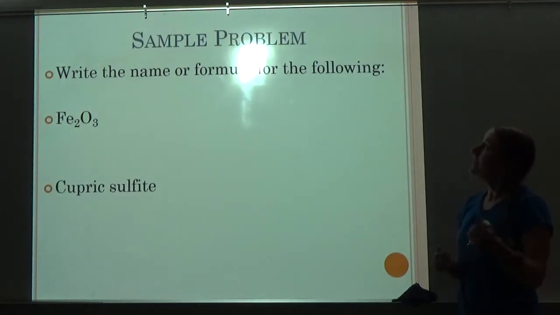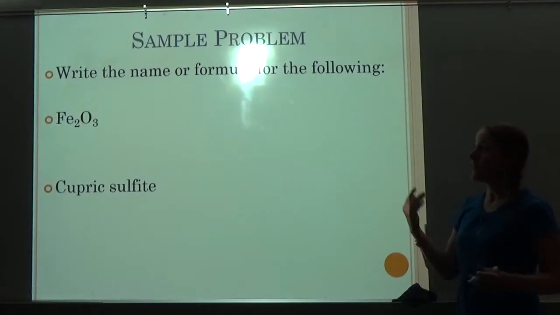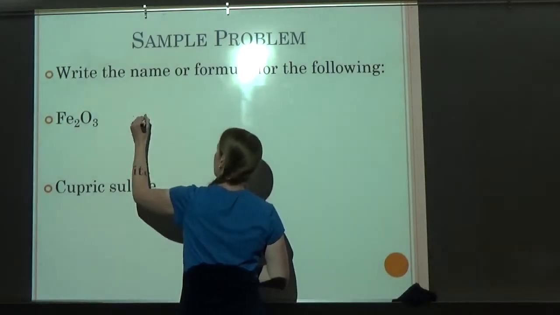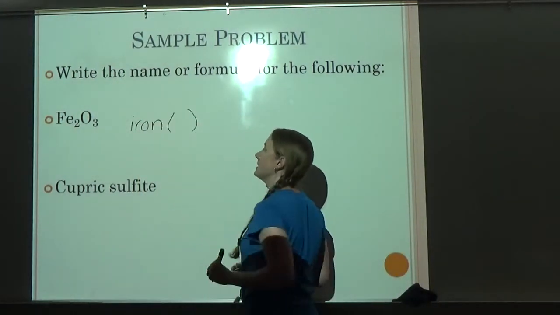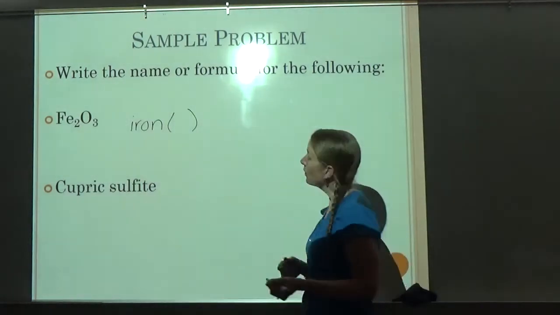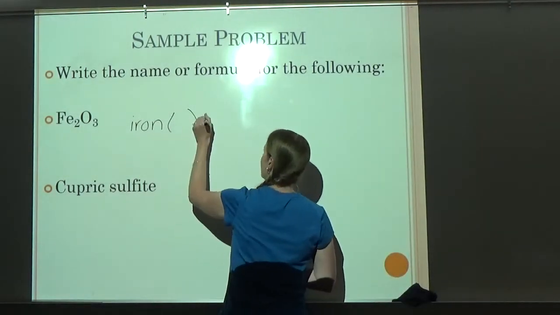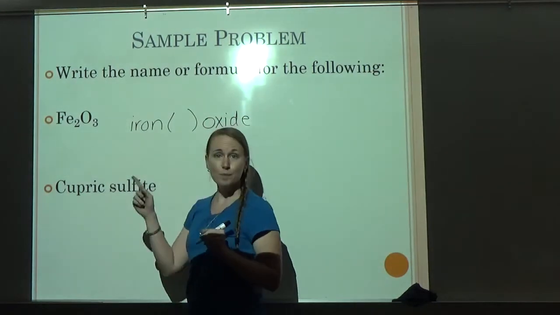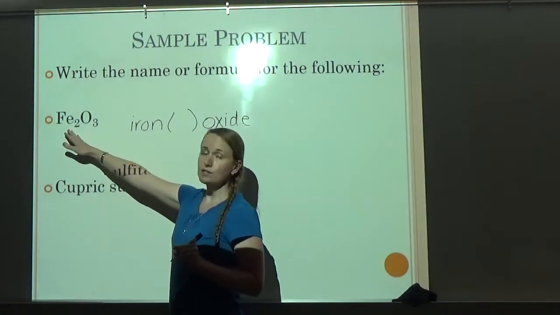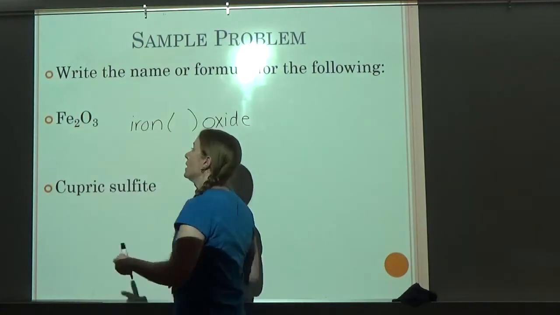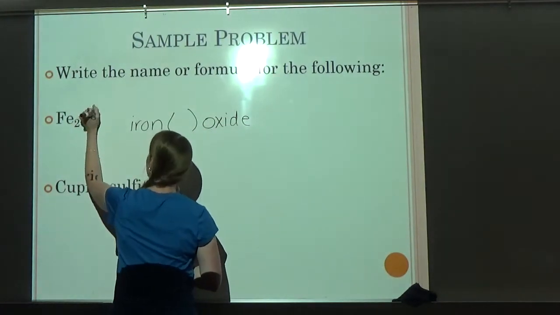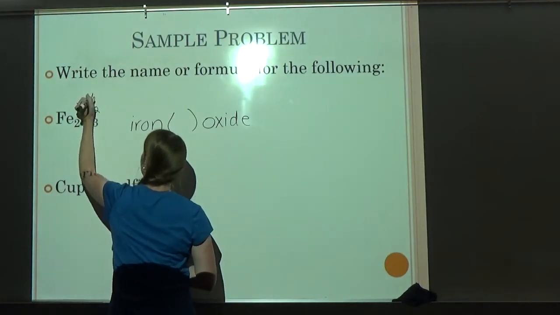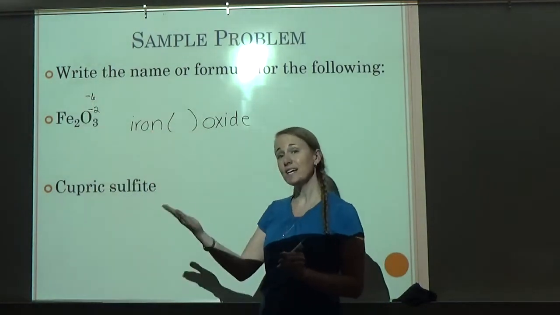Alright, so it says write the name or formula for the following. So we have Fe2O3. So I know Fe is iron. And since it is in the transition metal section, I know I'm going to need a Roman numeral. And O is oxygen, which will be called oxide. So now we got to figure out what that Roman numeral is. So we don't know the charge of iron because it can have multiple charges, but we do know the charge of oxygen is -2. But I have 3 of them. So really that's -6 because I have 3 -2s.